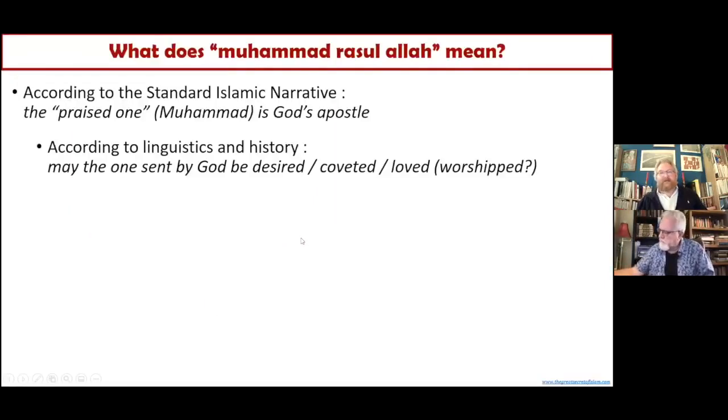I don't think so. According to the linguistics that we saw before, and also history, as I told you, we have no other trace of Muhammad as being Rasulullah. I think here Muhammad is not a name; it is not a title, but a passive participle, which means not that Muhammad is sent by God, but that the one sent by God is Muhammad, which is: he is to be desired, he is to be coveted, he is to be loved, or even worshipped. So the phrase Muhammad Rasulullah could mean, may the one sent by God be worshipped, loved, coveted, desired.